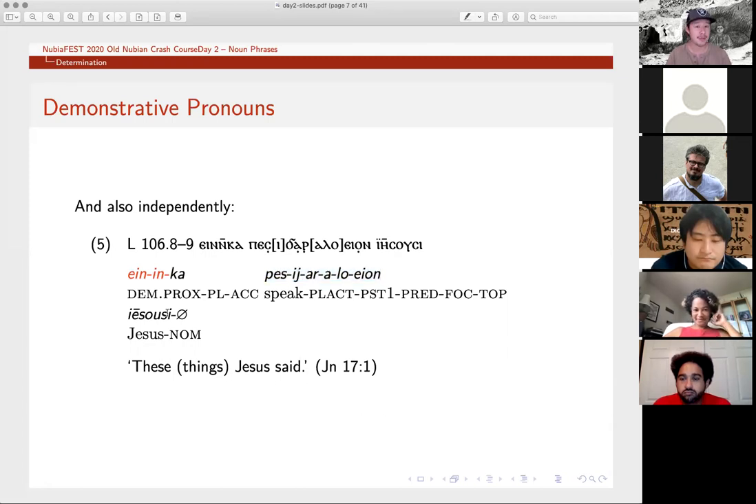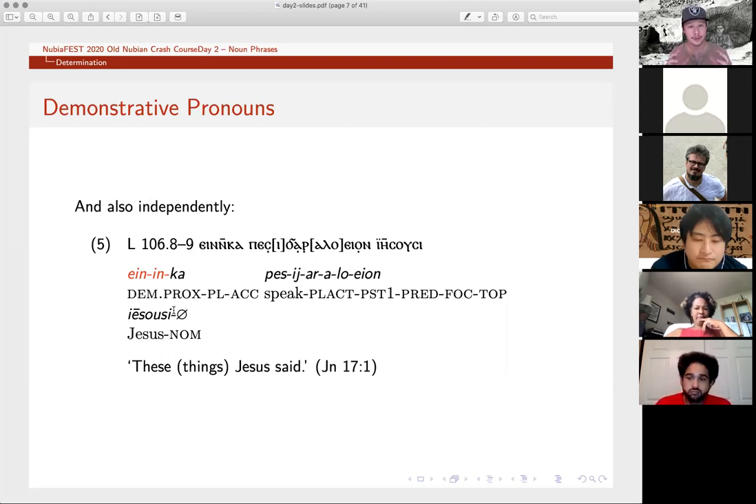So what is important to note, and we will see this also in the other examples, is that in Old Nubian, noun phrases are only marked at the right edge. So for example, when you have a language like Latin or Greek, you mark each component of a noun phrase, like your determiner, your adjective, your noun. When it's in plural, all of these things are marked in plural, right? They all have their own special plural forms. When they are in accusative, they all have their special accusative forms.